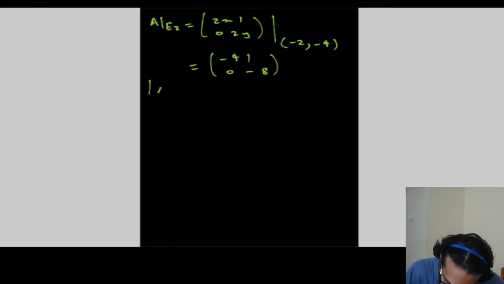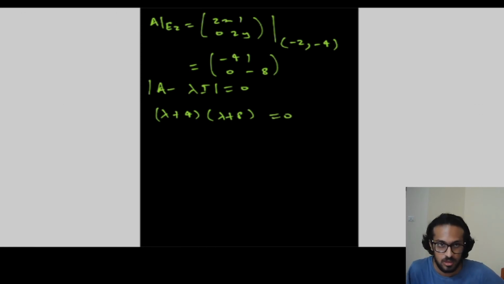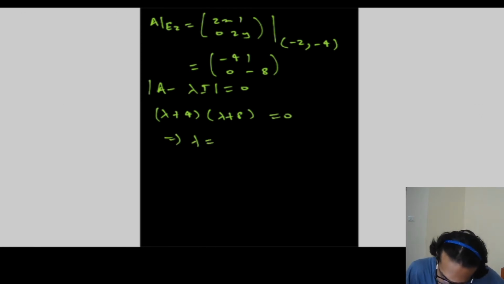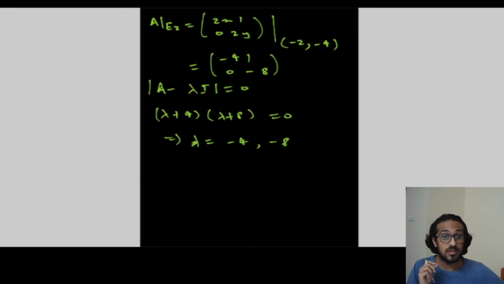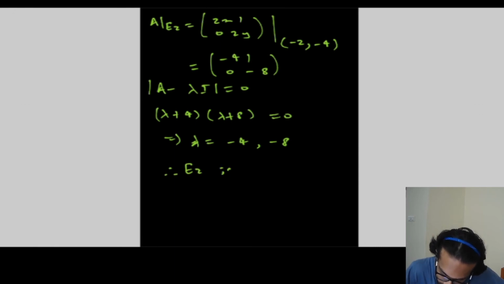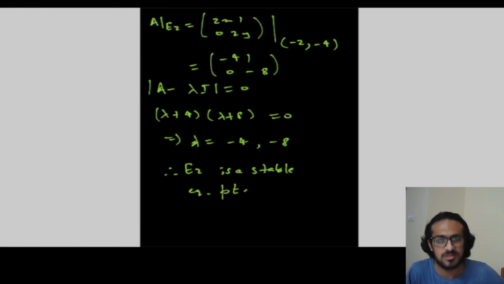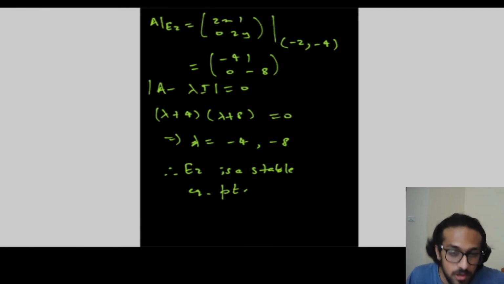So again, determinant of A minus lambda I equal to 0 would give me 4 plus lambda into lambda plus 8 is equal to 0. This implies lambda is equal to minus 4 and minus 8. Therefore, there are two eigenvalues, obviously, because it's a 2D system, and both are negative. Therefore, E2 is a stable equilibrium point, or we could say the system is stable around the equilibrium point E2.